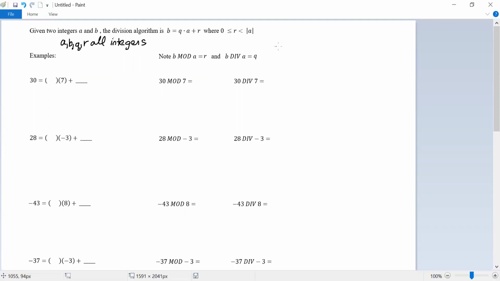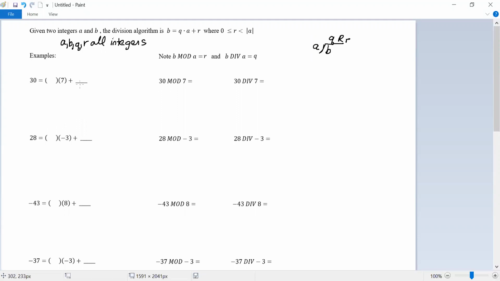So this division algorithm is the same thing you learned back in elementary school. If you did B divided by A, you got the answer Q with the remainder R. So it's that same division. All right, we are using all integers now, not just positive integers like we used back when we first learned division. But let's look at this first example.